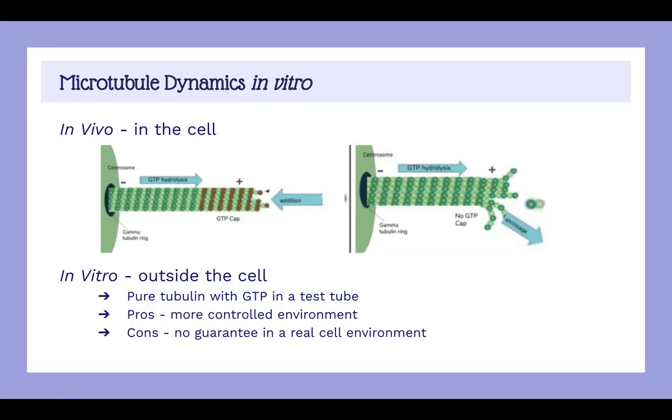The good thing about doing experiments in vitro is that you have control over what you're doing. You can control the concentration of how much you're adding of what protein or molecule. However, the downside is that what happens in a lab or outside of the cell does not necessarily mean that it happens inside the cell. So when we work in vitro, we have to make sure that what we're doing aligns with what would happen in a cell, and that way we can apply it to the cell.